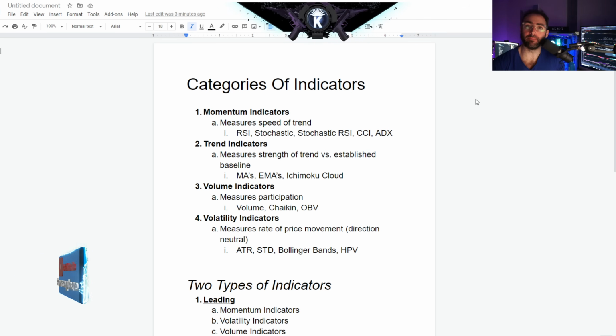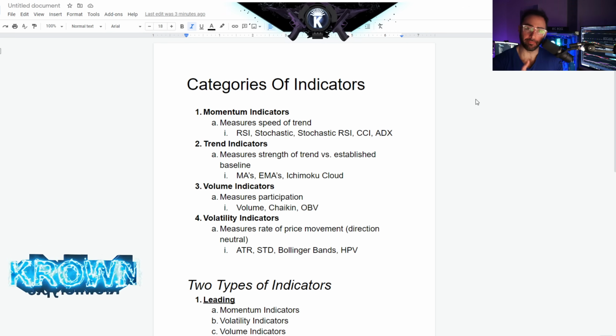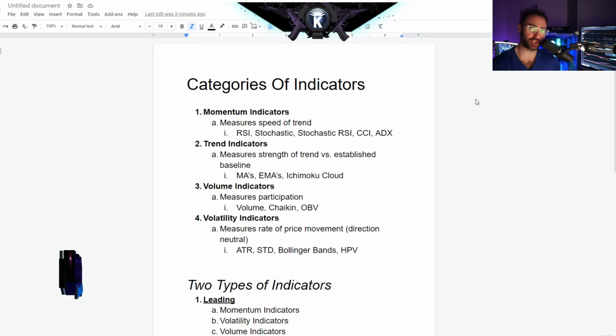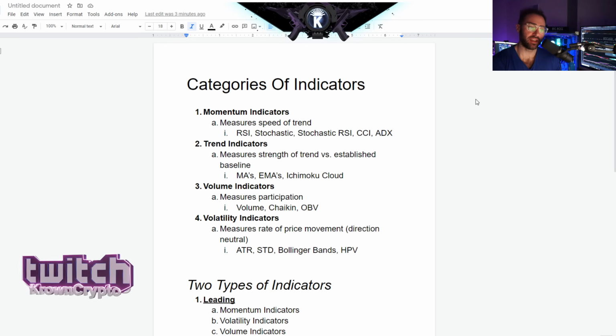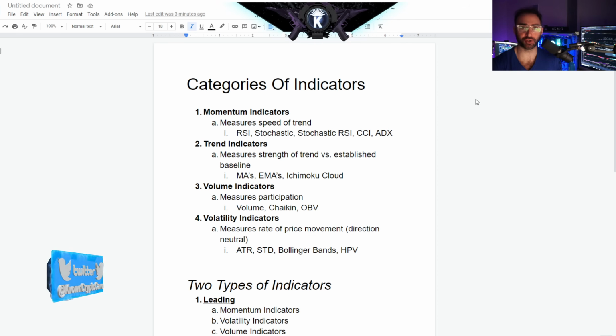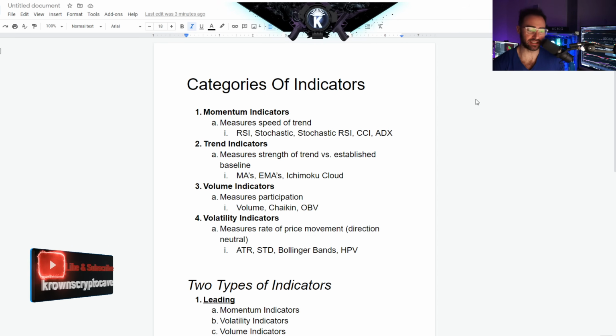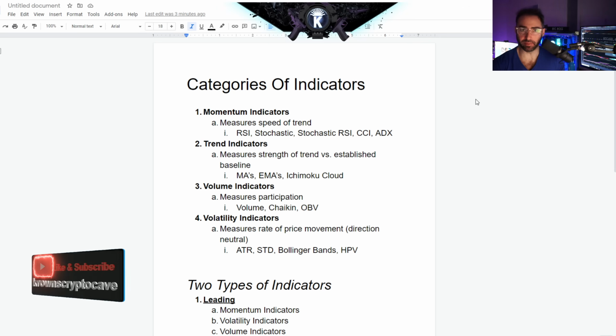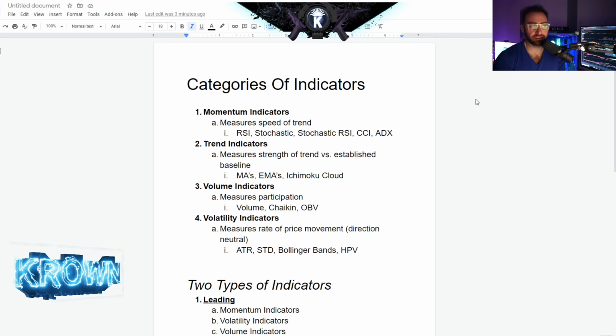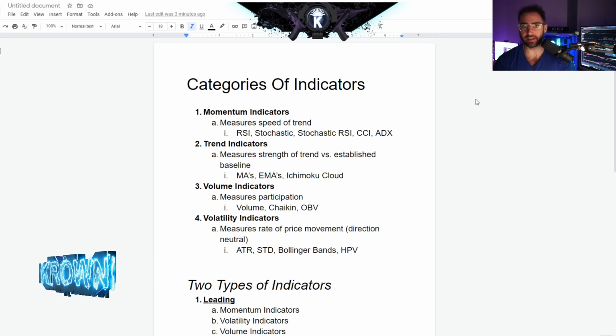Volatility indicators measure the rate of price movement, but here's the kicker with this: it's direction neutral. And this is going to be your average true range, your Bollinger Bands, your standard deviations, if you just want to take that on top of price action. HPV will be in there as well. And that is going to wrap up the 4 different categories of indicators.